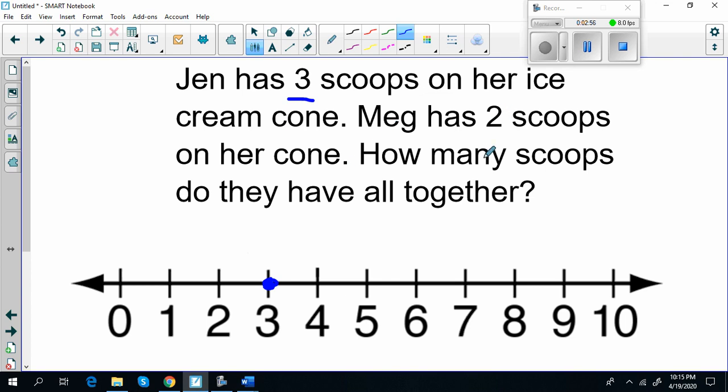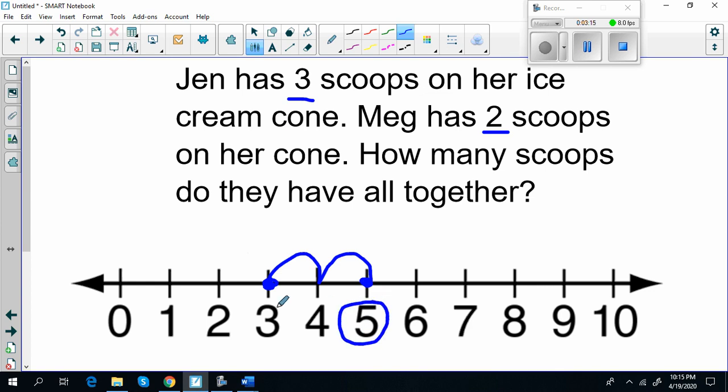Meg has 2 scoops. So we want to add 2 to our 3. So 2 is our second part. That tells me how many times I'm going to hop on my number line. 1, 2. What number did I land on? If you said 5, you are correct.